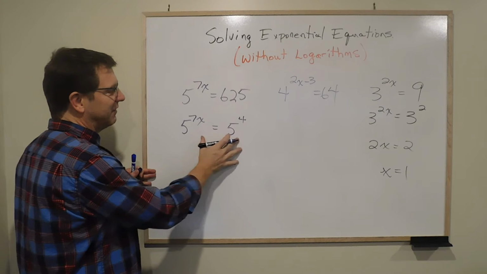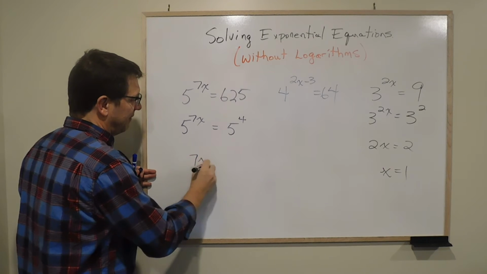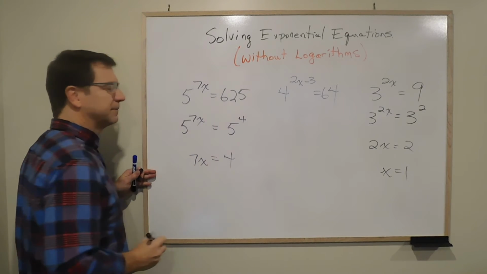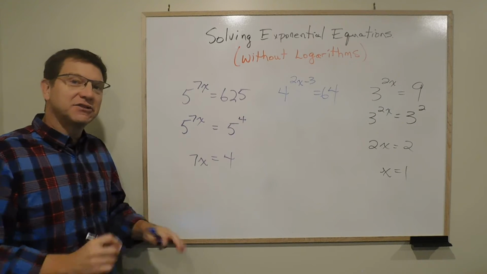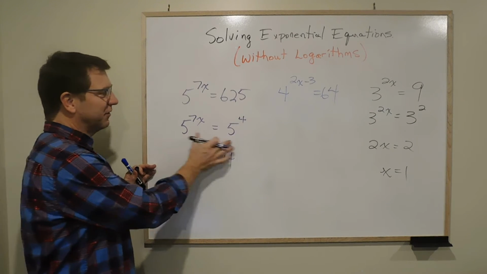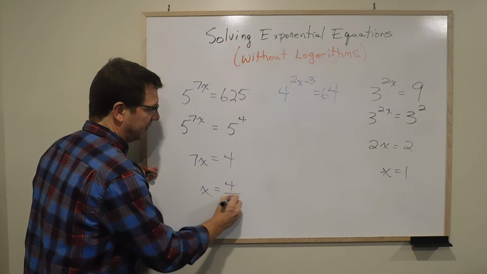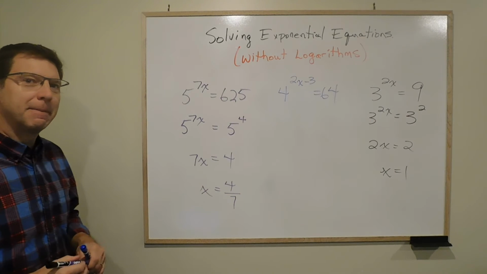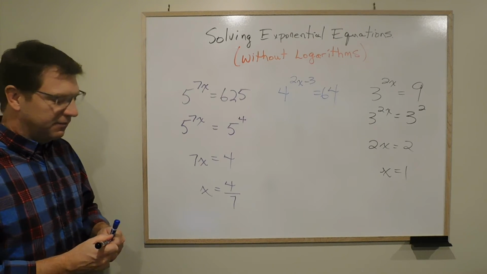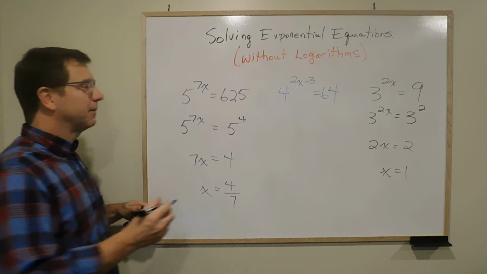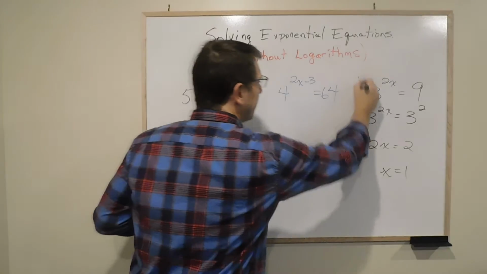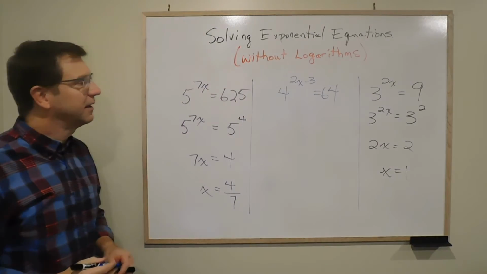Okay. So that would mean the 5's get ignored. 7x equals 4, right? The 5's don't get canceled, they get ignored because we know they're the same. And then x equals 4 over 7, okay? 4 over 7. We'll do the last one. Okay.